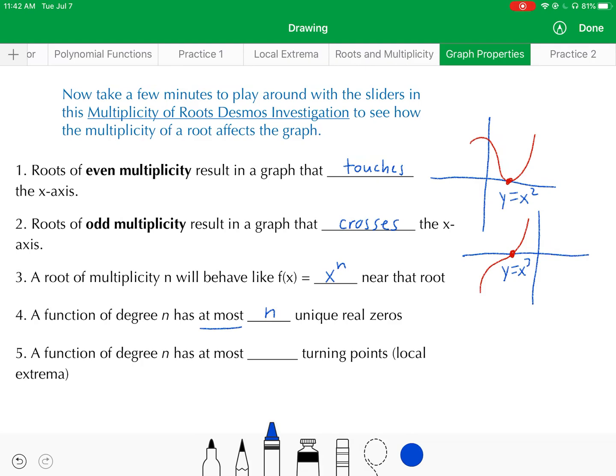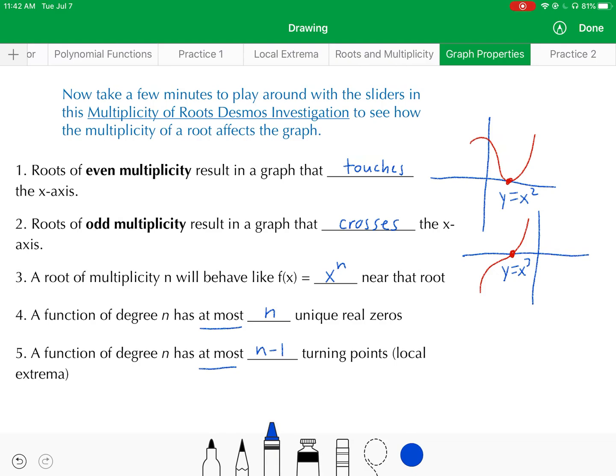Okay. Also, a function of degree n has at most n minus 1 turning points or local extrema. Okay. Once again, I want to stress the word at most. So let's say your degree is 4. That means you're going to have at most 3 turning points to the curve. Could you have fewer than 3? Absolutely. It's just going to depend on multiplicities on all of your roots or zeros.